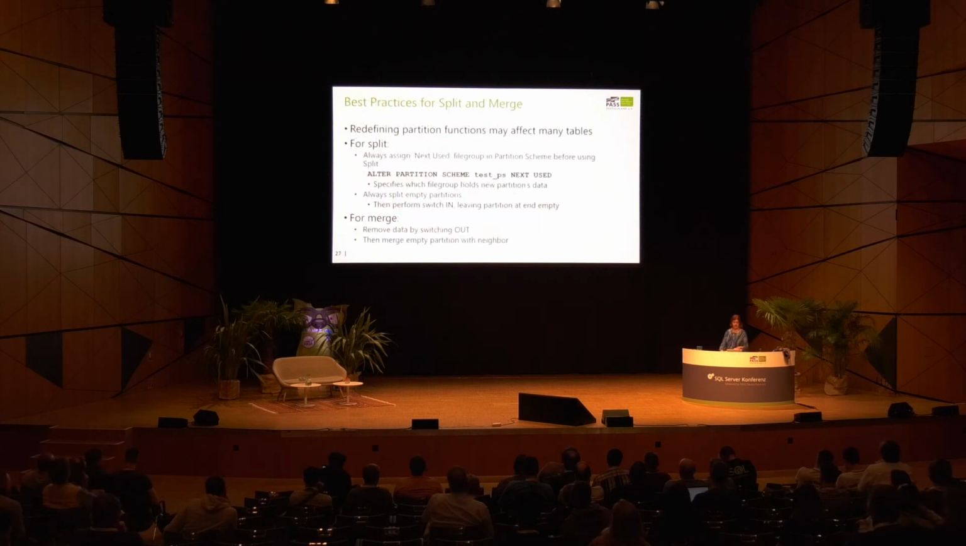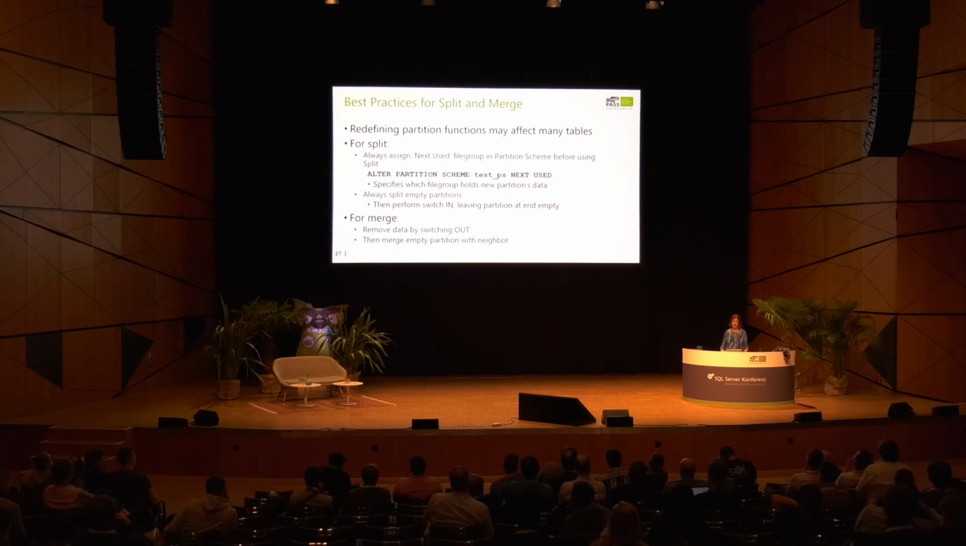So, I've mentioned most of these points. Many tables could be affected if you use the same partition function over and over. You do need to make sure there is a new file group. If you do a split, you've got one more partition, you need a file group for it. There is an option to alter partition scheme to add the next used file group, which means the next time I do a split, use this new file group. Best practice is to always split empty partitions so that there will be no data movement.